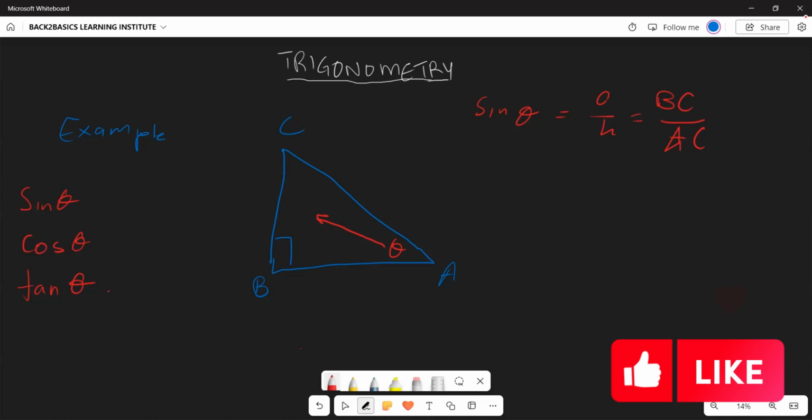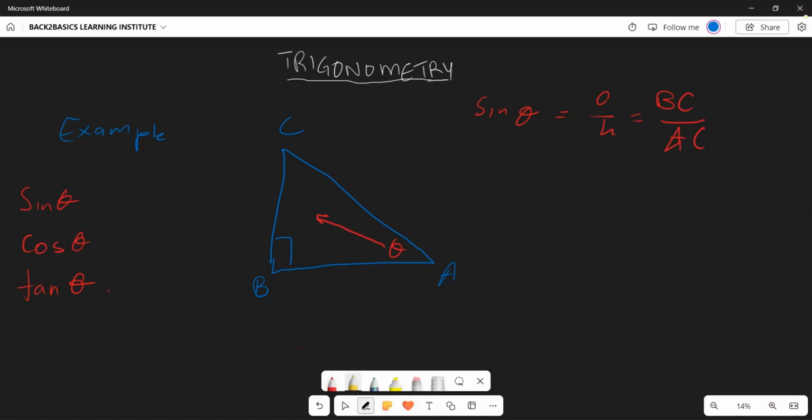Now let's look at cos. Now let's say we want to find out what is going to be your cos of theta. Now, cos, remember we said cos is given by adjacent over hypotenuse, right? So which side here is adjacent? The side that is going to be adjacent to this theta here, remember, it's a side just next door, right? So it's going to be this side AB.